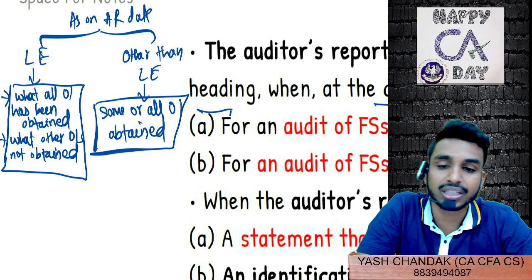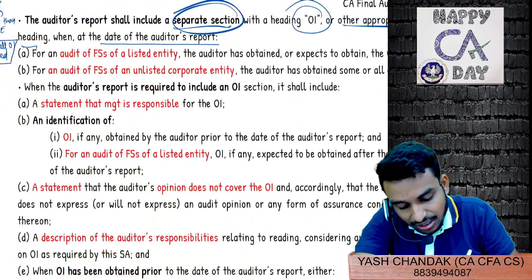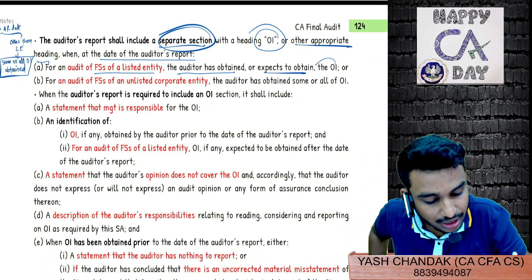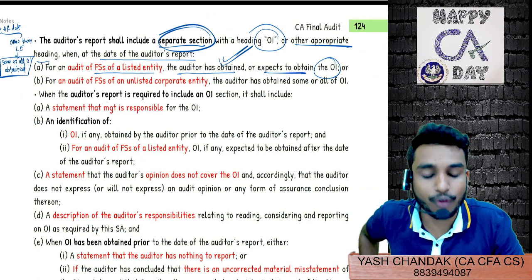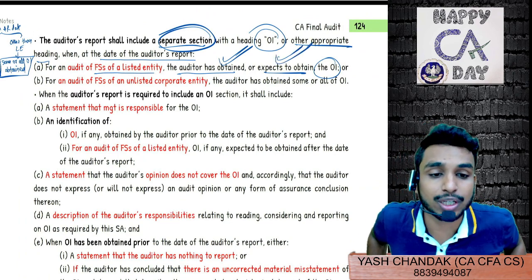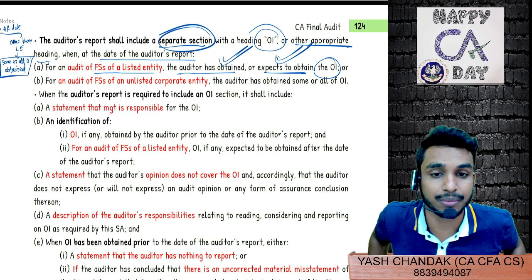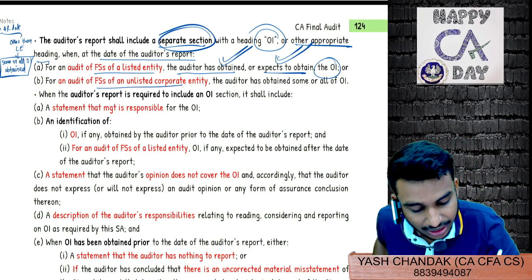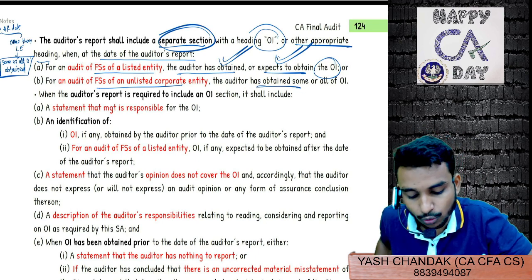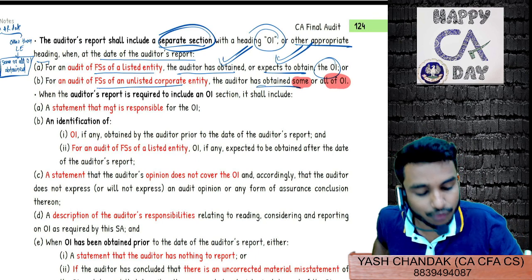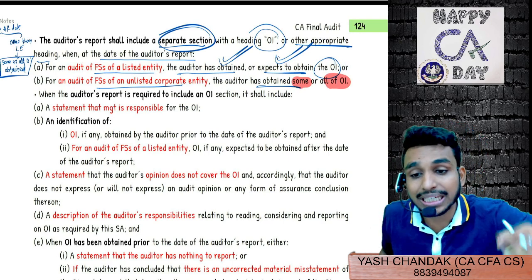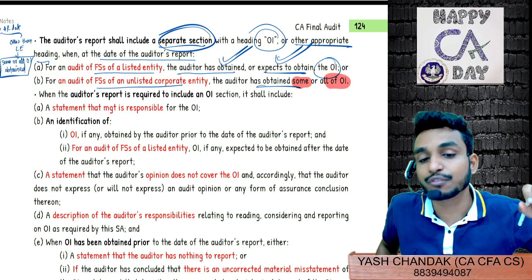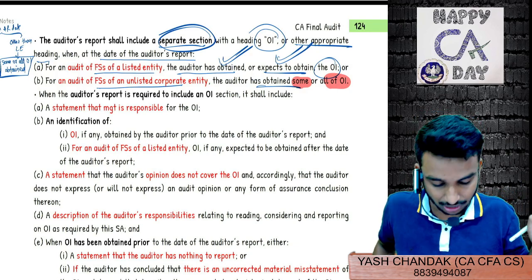For audit of financial statements of a listed entity, the auditor has obtained or expects to obtain the other information. So what all OI you have obtained and other OI that you expect to obtain, you have to clearly mention in a separate heading under the section other information. Similarly, in the case of unlisted entity, you will specify that we have obtained some or all of the OI. Whatever other information you have obtained, that only you have to mention, not whether you expect to obtain other information.